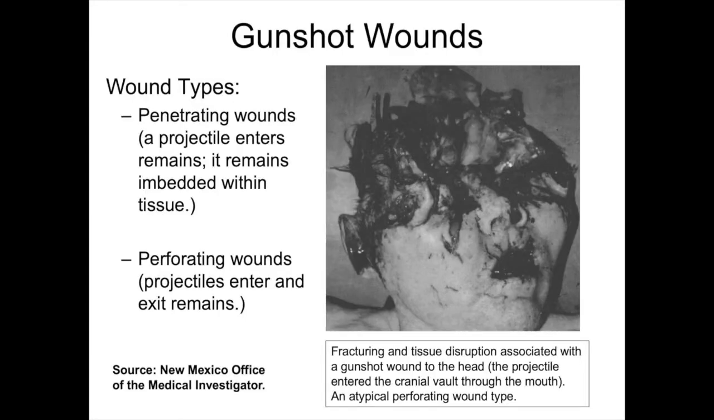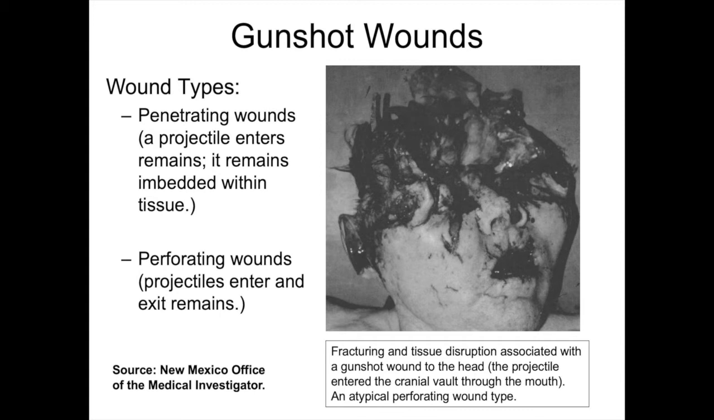Now let's turn our attention to gunshot wound interpretation. In this case, we're going to take a look at different kinds of wounds and then how to interpret some of the evidence associated with them. When you're looking at gunshot wound injuries, we recognize in forensics two types of gunshots to an individual. In this case, penetrating and perforating.